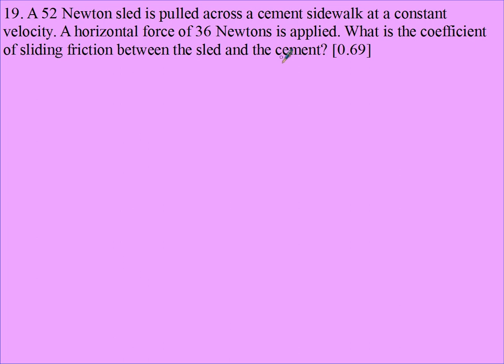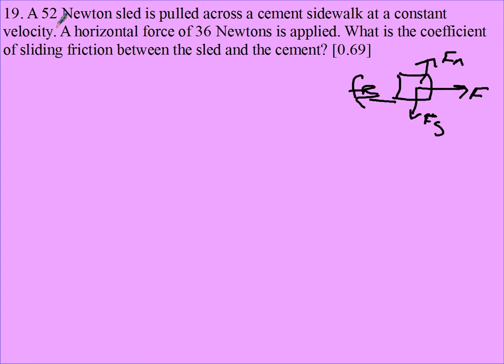Now I have a 52 Newton sled being pulled across a cement sidewalk. Oh, we know we're going to have friction there. Let me draw my free body diagram. Let's start with Fg. I'm going to go up with my normal. A horizontal force of 36 newtons is applied. What's the coefficient of sliding friction? So we have friction going back here.